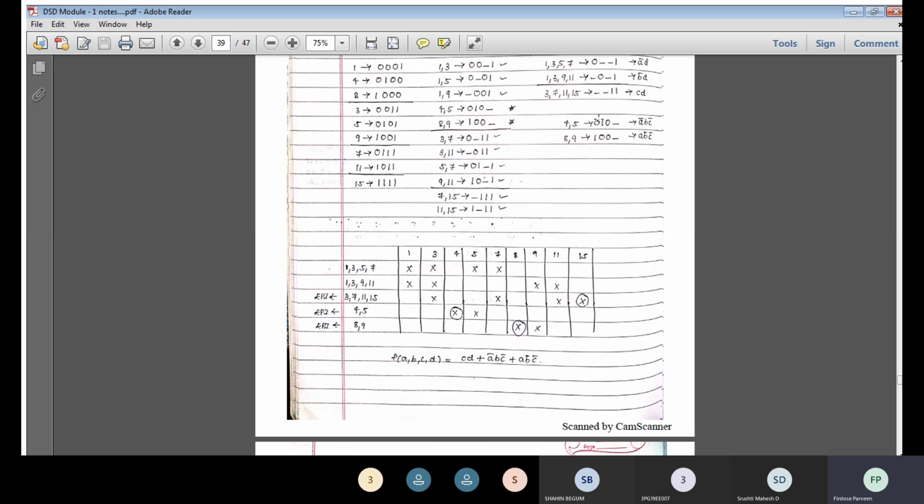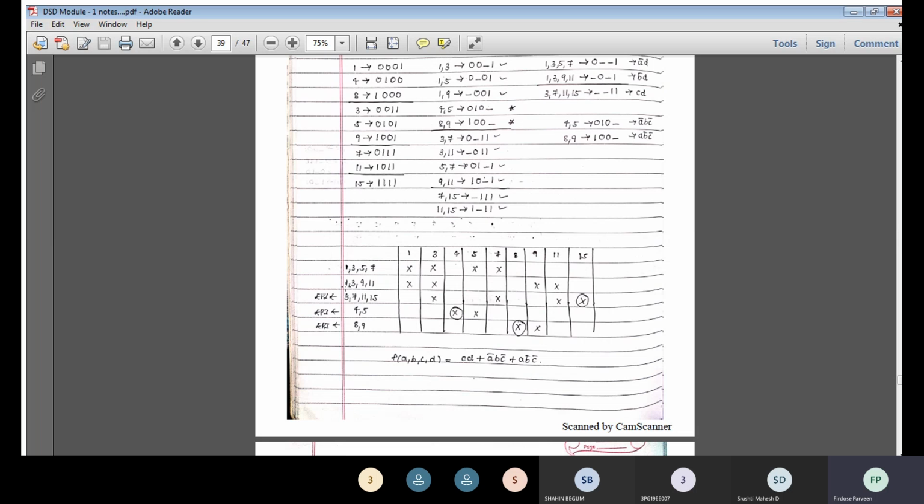Here it is A bar, B, C bar, 4 and 5. In the same way, this also is written, it is A bar, D. 0 means bar, B bar, D. This is C, D. So correspondingly, what is 4, 5? It is A bar, B, C bar. What is 8, 9? It is A, B bar, C bar. And what is 3, 7, 11, 15? It is C, D. So if I leave this one, I cannot leave.